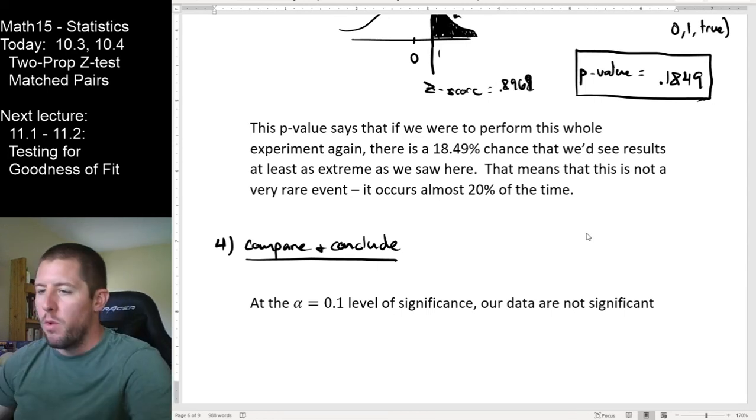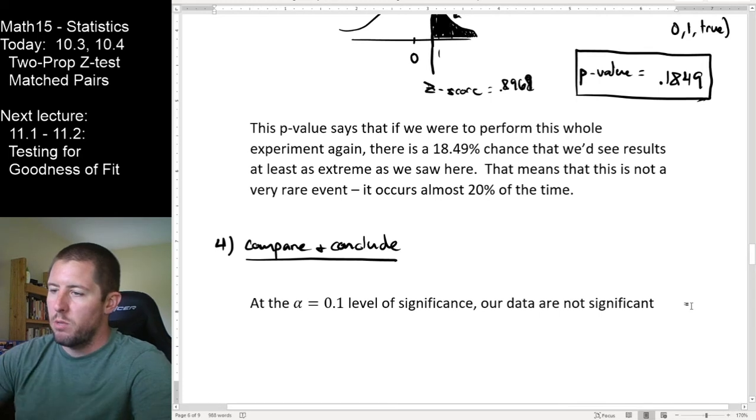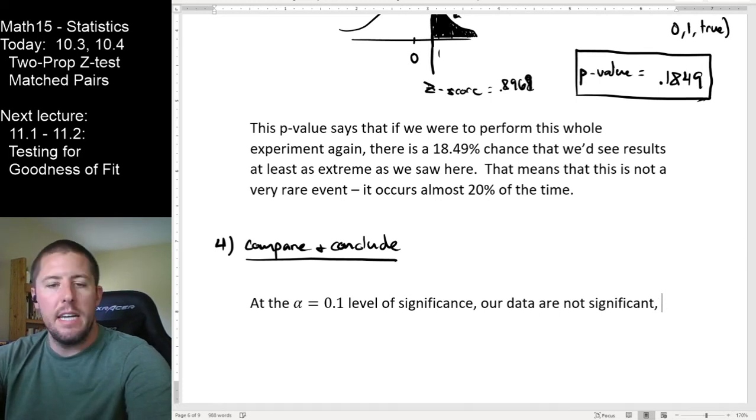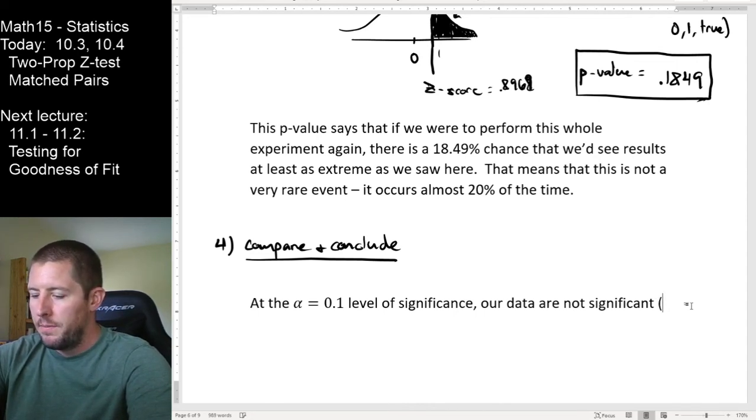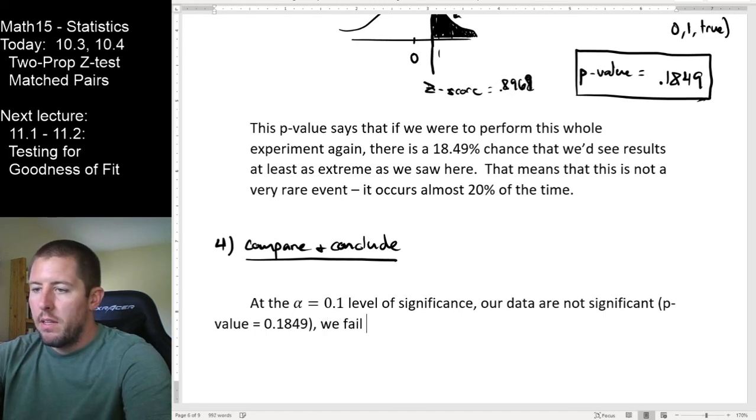So at the alpha equal 0.1 level of significance that was provided to us, our data are not significant, meaning they do not provide any statistically significant evidence that the null hypothesis is wrong. Always good form to state your p-values so that people can know exactly how close the comparison perhaps was right there. We fail to reject the null hypothesis.